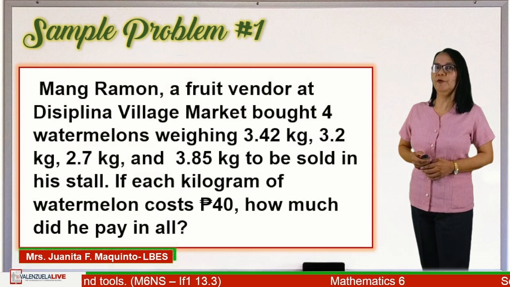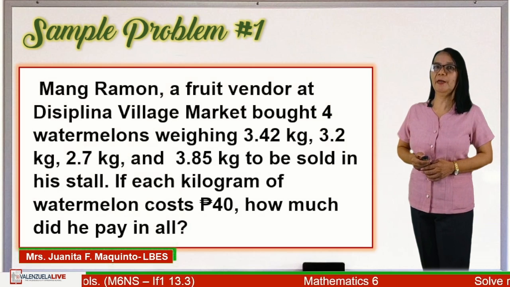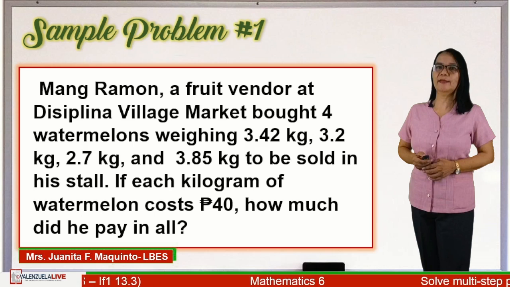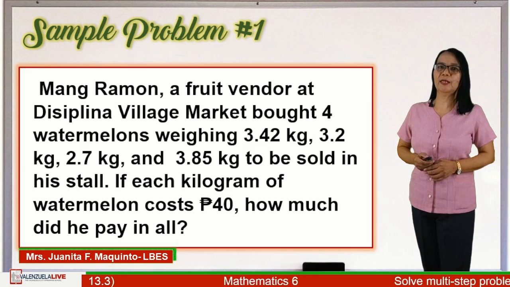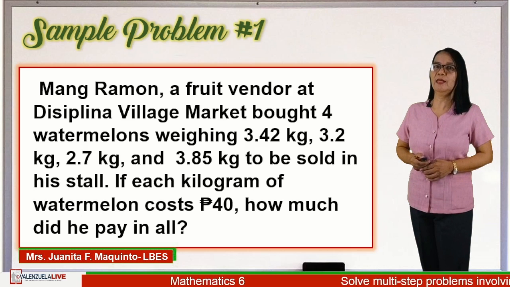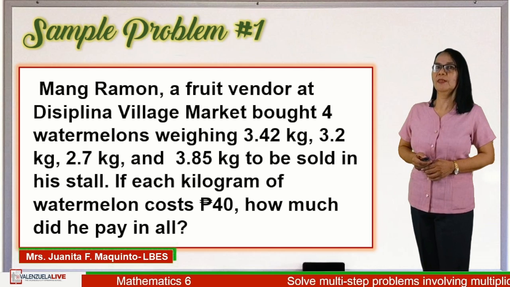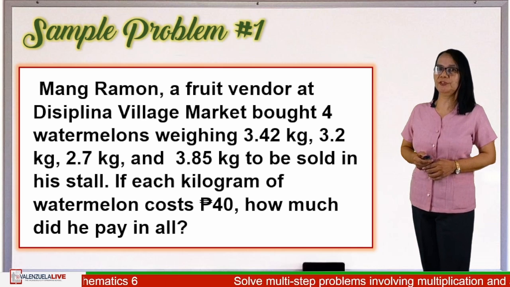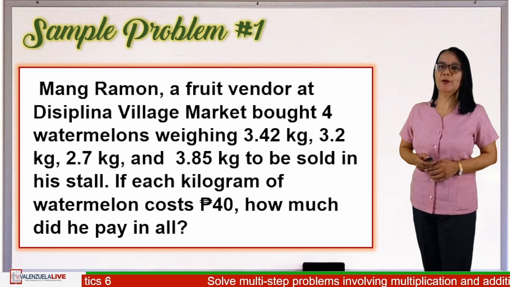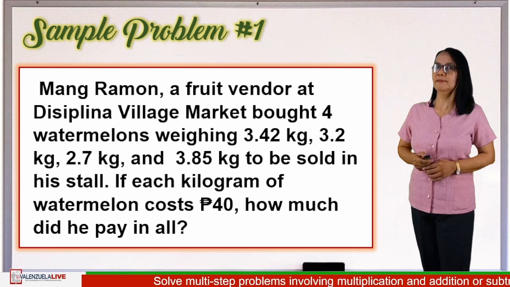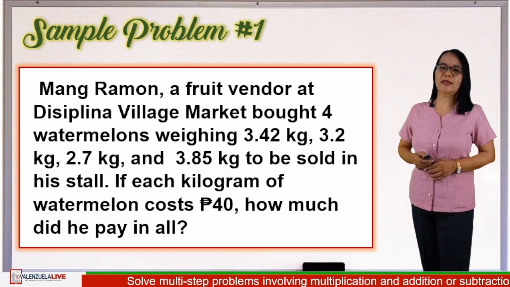Mang Ramon, a fruit vendor at Disciplina Village Market, bought 4 watermelons, weighing 3 and 42 hundredths kilograms, 3 and 2 tenths kilograms, 2 and 7 tenths kilograms, and 3 and 85 hundredths kilograms to be sold in his stall. If each kilogram of watermelon cost 40 pesos, how much did he pay in all? Did you understand the problem? Let us analyze and try to solve it.